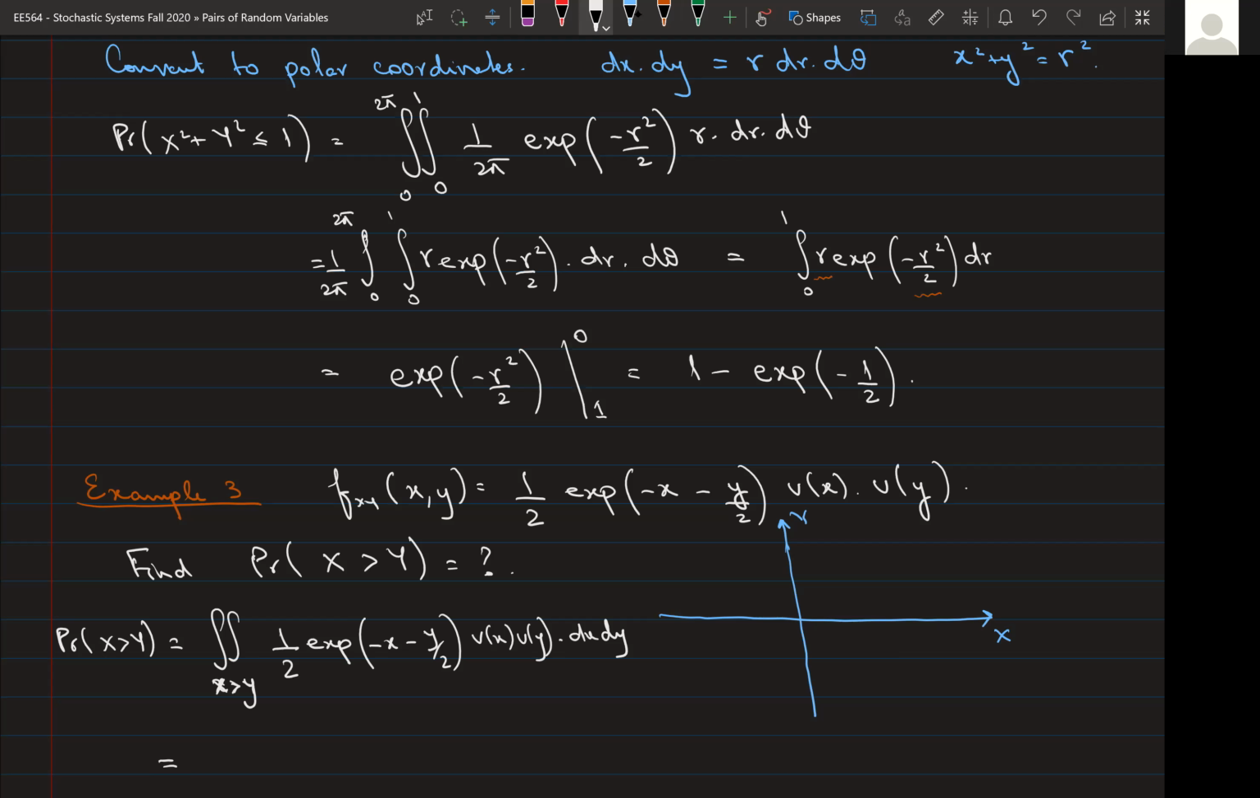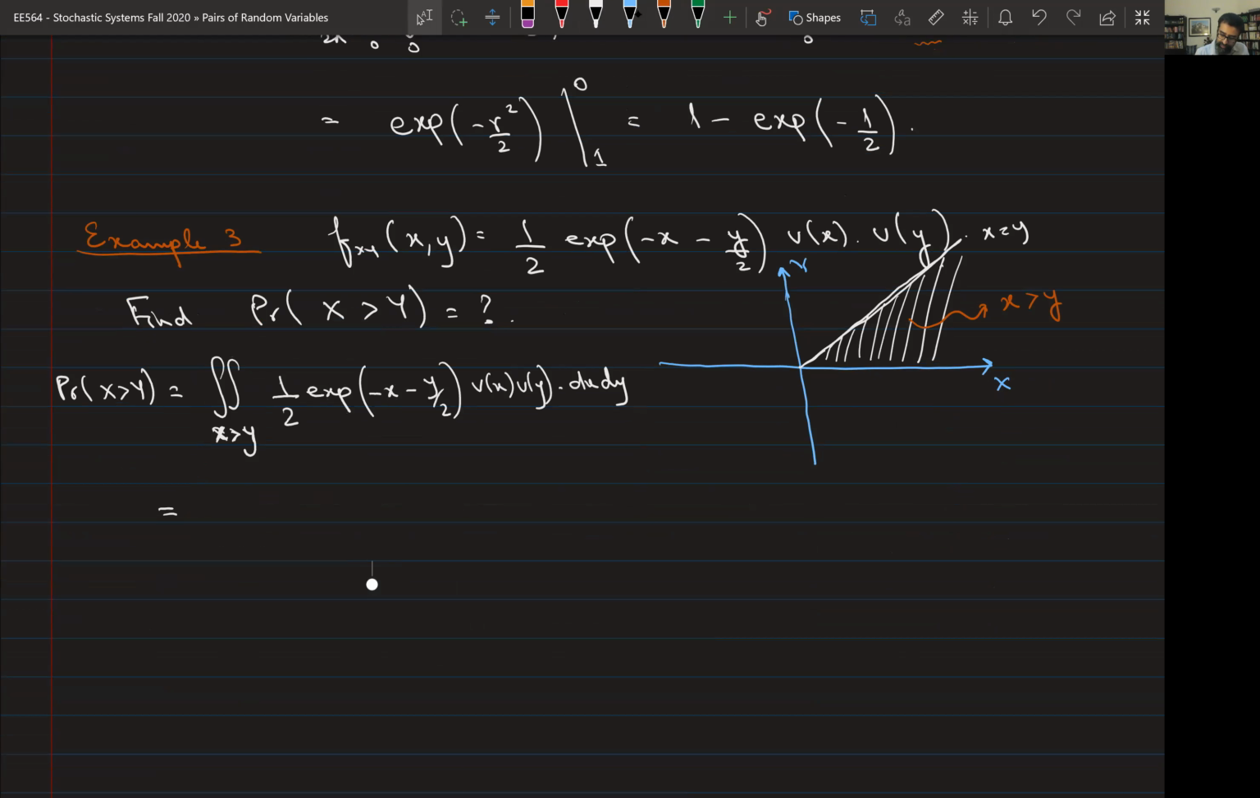Okay, good, excellent. Right, so this is x equals y line. Okay, this is x equals y, or x is greater than y, so this is where you need to integrate over, right? This is the region in which you integrate over. So this region corresponds to x is greater than y, right? So then I can see here this is going to be equal to integral. मैं करता हूँ कि I can take x from 0 to infinity and y from 0 to x, right?